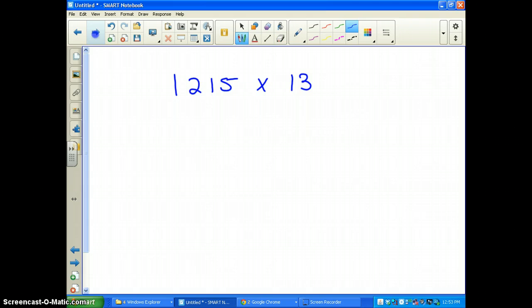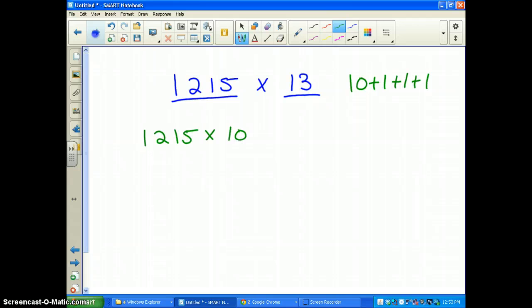Well, with this one, what do you think is easier to break apart? You think that the 1,215 or the 13 is easy to break apart? I really think personally that the 13 is the easiest to break apart. So we're going to break apart the 13 today. Let's take our 13, which we know is basically 10 plus 1 plus 1 plus 1, which equals 13. So we'll take 1,215 times 10.